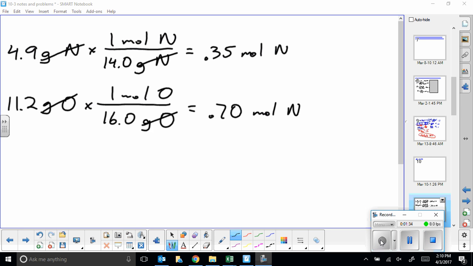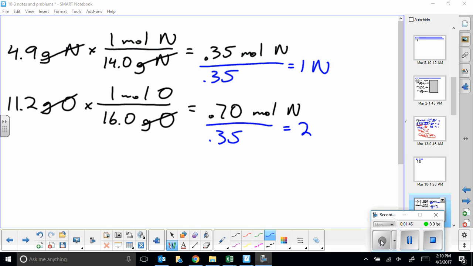formula. So we need to divide both of these by the smaller number, which is 0.35. We get 1 for nitrogen. Divide that by 0.35, and we get 1 for nitrogen, 2 for oxygen. So right now we have NO2, and that is our empirical formula.